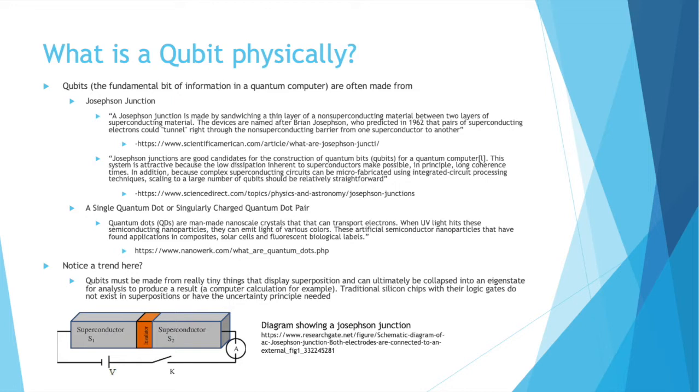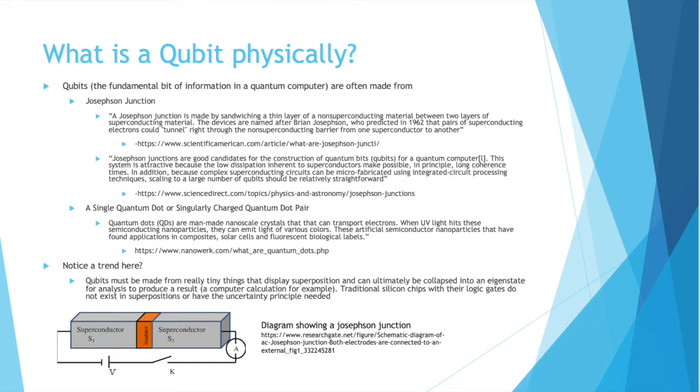Okay, I'm not expecting you to be a master physicist and understand what all these qubits are made of and exactly how they function. But at this point, if you're like me, maybe you noticed a trend. Qubits must be made from really tiny things that display superposition and can ultimately be collapsed into an eigenstate for analysis to produce a result. A computer calculation, for example.